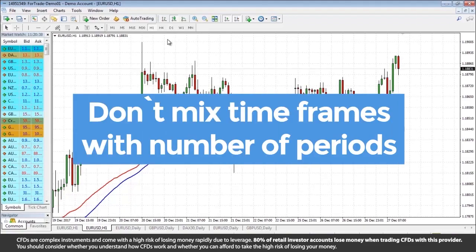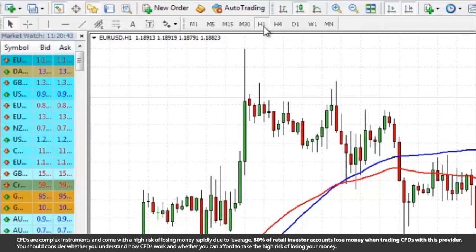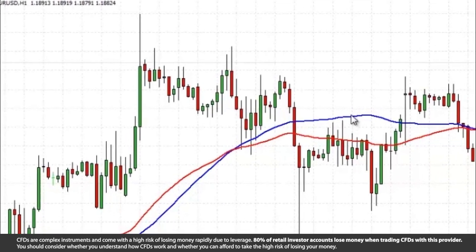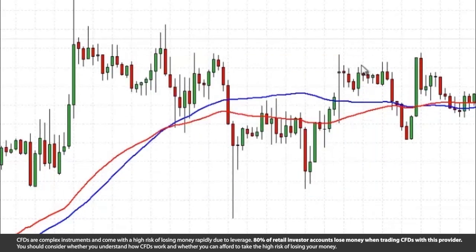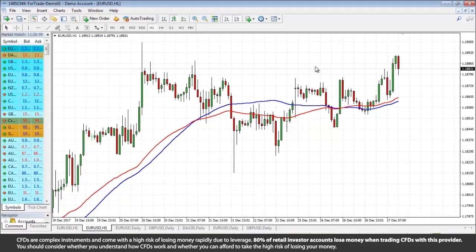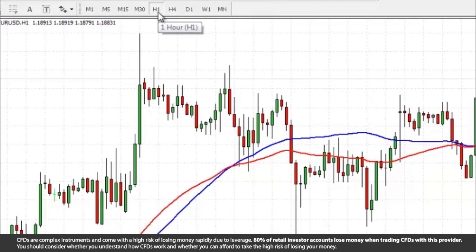Don't mix time frames with number of periods. Time frames show how long the one period is, or how long one candle on the graph lasts, while the number of periods included in MA settings is the number of periods taken into consideration while creating the MA. So if you are using a 1-hour time frame with a 50 MA period, that means that MA50 would be created from 50 1-hour candles.